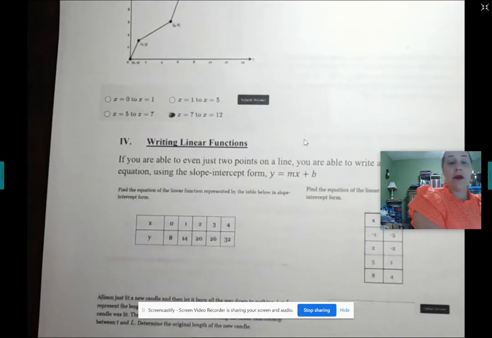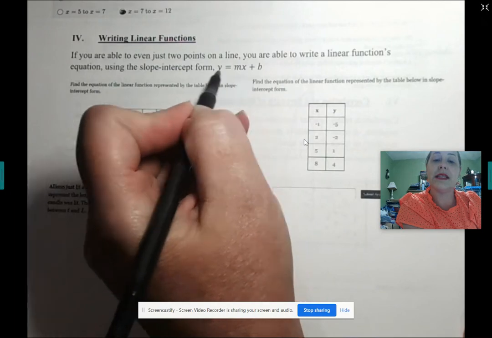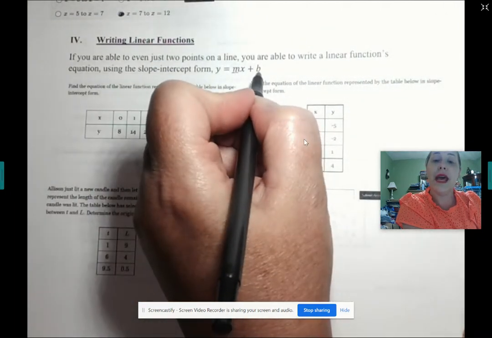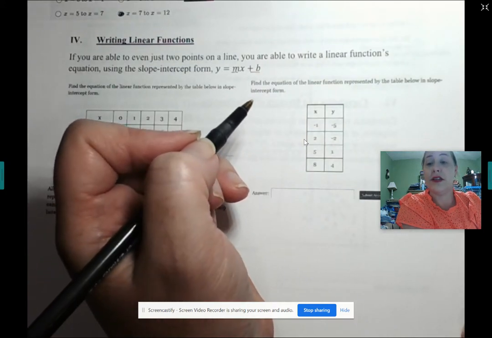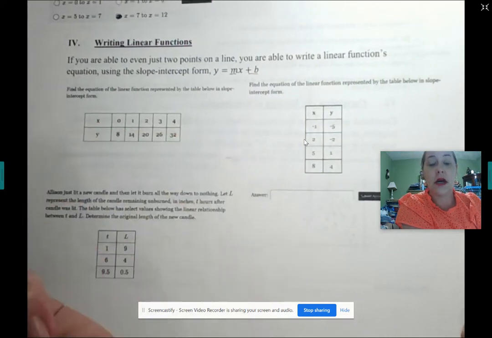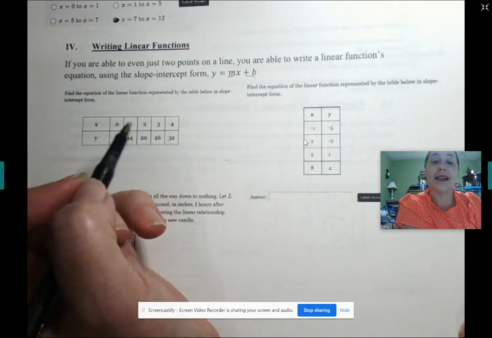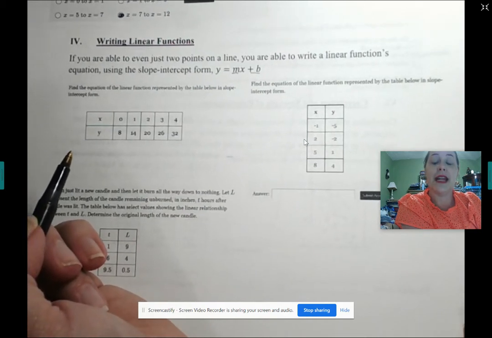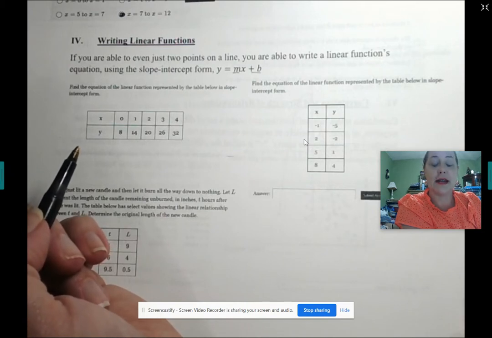Now let's remember, writing linear functions, there's lots of ways to write linear functions. The most common way is the slope-intercept form, remembering that the m represents the slope and the b represents the y-intercept. In word problems, the y-intercept is always your starting value. On a table, it's the y value that has an x coordinate of 0. So you can find that. If you don't have that on a table, it is still easy to find. As long as you have 2 points, you can find the equation of a line.